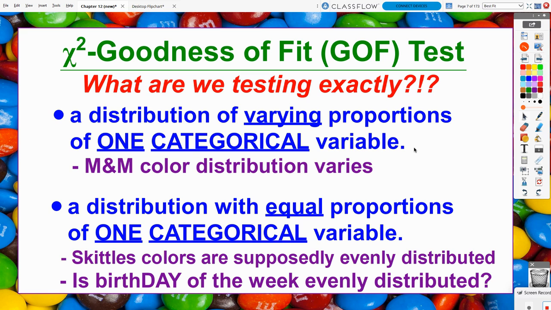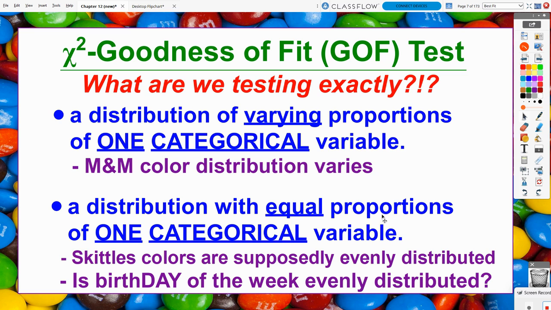What we're going to first discuss is a distribution of varying proportions, and you have to be told what these varying proportions are. You have to be given that information in the problem, and it's of one categorical variable. What we are going to explore in video 1 are M&M color distributions. The one categorical variable is M&M colors, and the different colors aren't necessarily all the same likelihood of occurring.